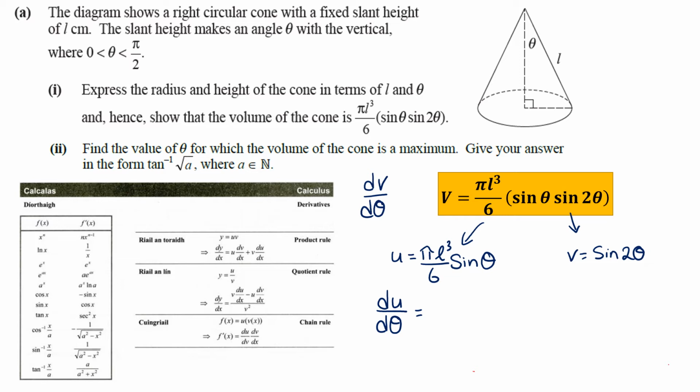So this is treated just like a normal number in front. So sine theta, if we look over on the left hand side, goes to cos theta. So we get pi L cubed over 6, and this is cos theta. Now dv d theta: sine 2 theta goes to cos 2 theta, but this is the chain rule. Because of that 2 in front, we have to multiply by the derivative of that inner function, and the derivative of 2 theta is simply 2, so we end up with this.